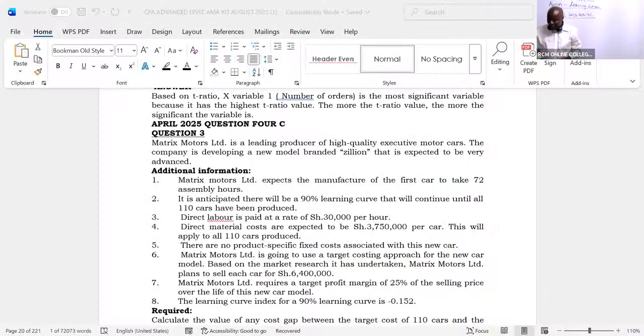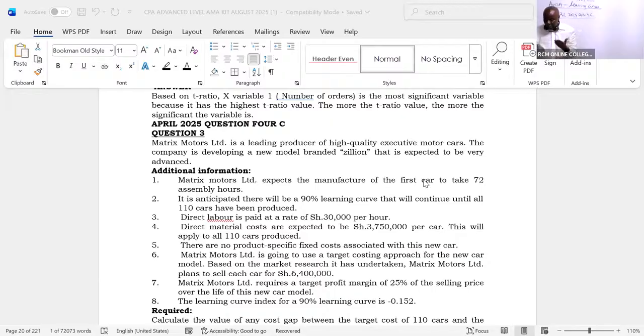So we are told Matrix Motors Limited is a leading producer of high quality executive motor cars. The company is developing a new model branded Zillion that is expected to be very advanced. Additional information: Matrix Motors Limited expects the manufacture of the first car to take 72 hours. That is the time taken to make the first unit, in this case the first car.